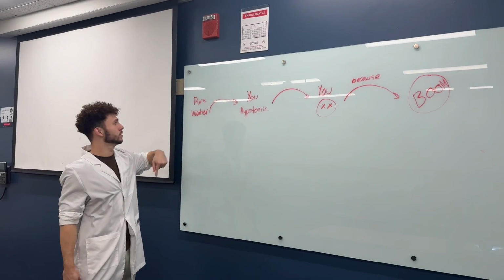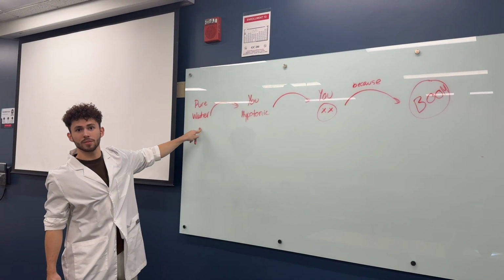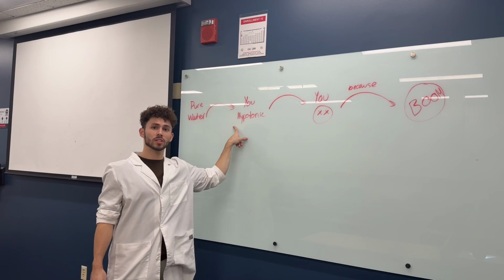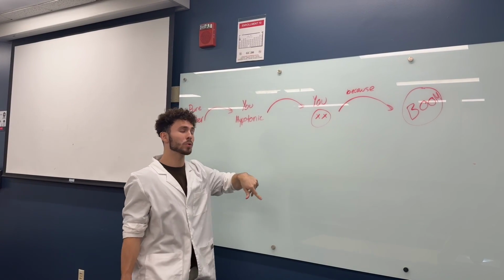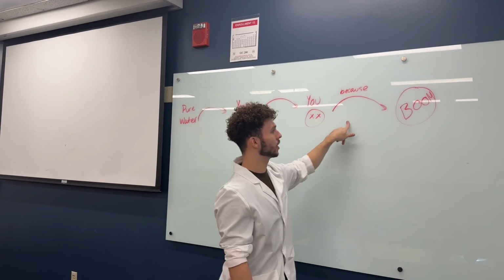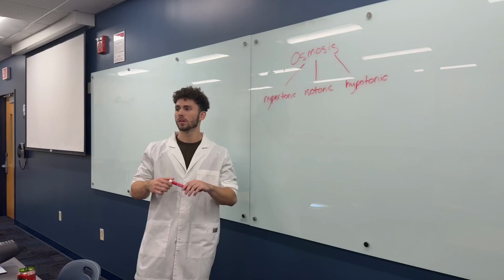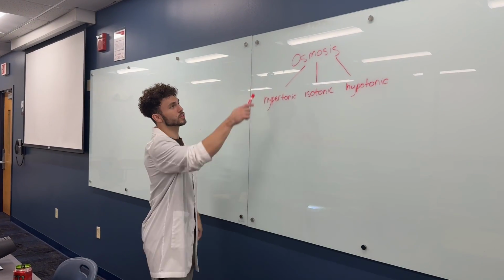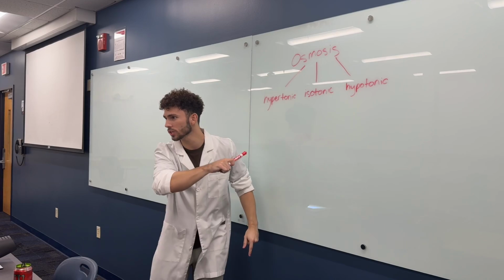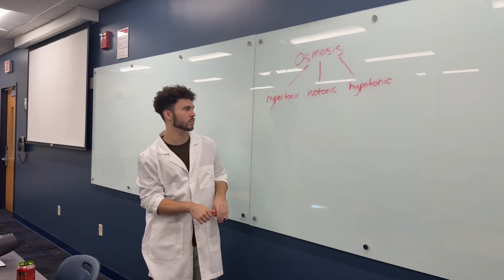You need surgery. Let's say they put pure water inside of you instead of saline. Your cells are in a hypotonic state. You die because your cells just went boom. What is osmosis? It is the movement of water from lower concentrations of solute to higher concentrations of solute.